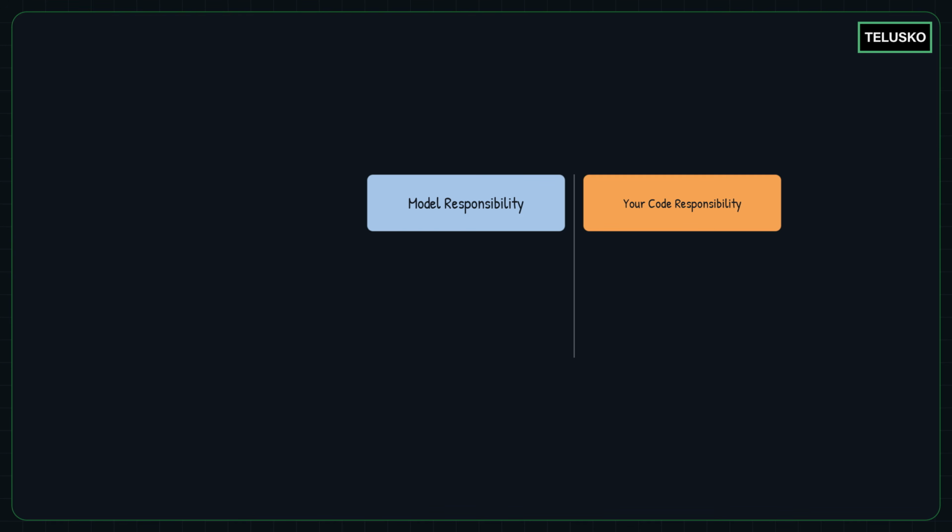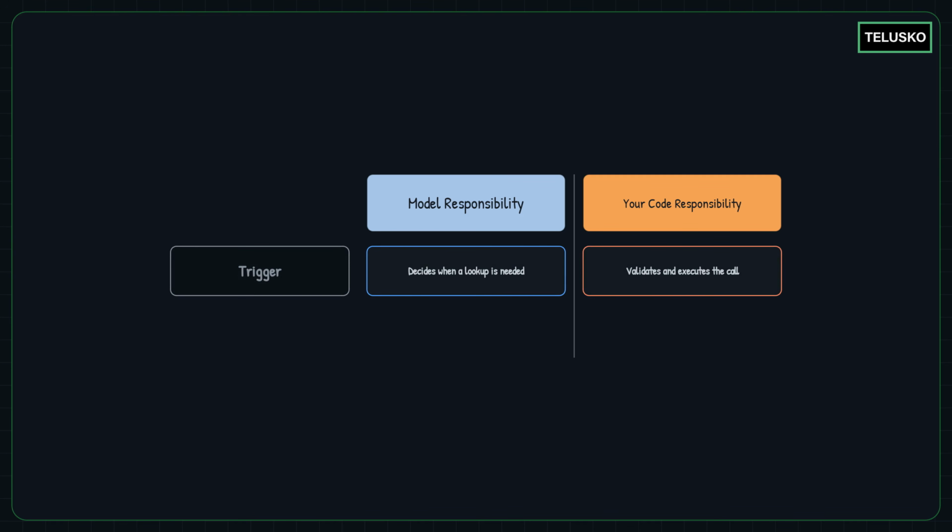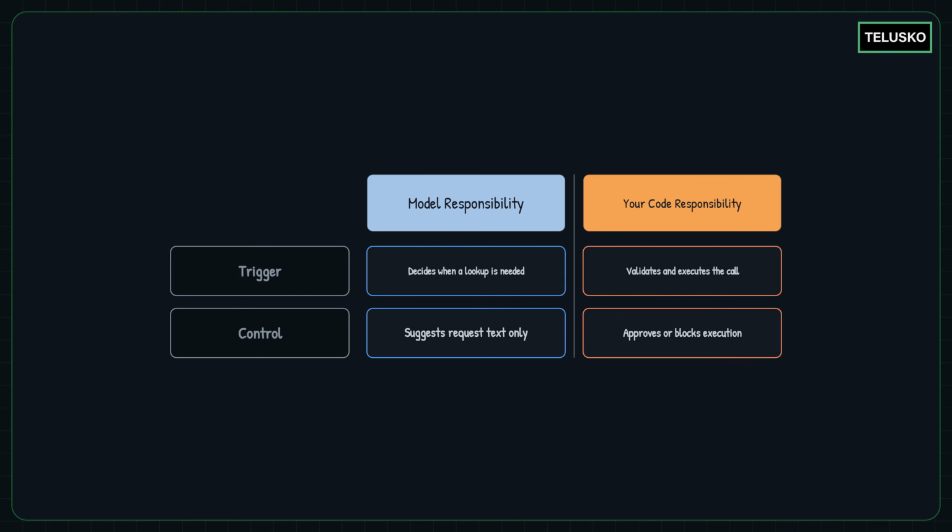But here is where people trip. The model decides it wants a tool. Your code decides whether to actually run it. You keep full control over every external call. The model only suggests the request, and your Python layer validates it before executing. So live data always goes through a tool call. Next, let us look at lever 4.